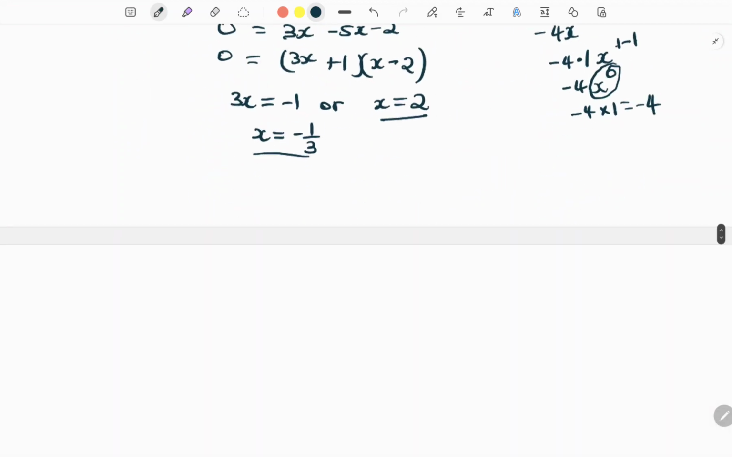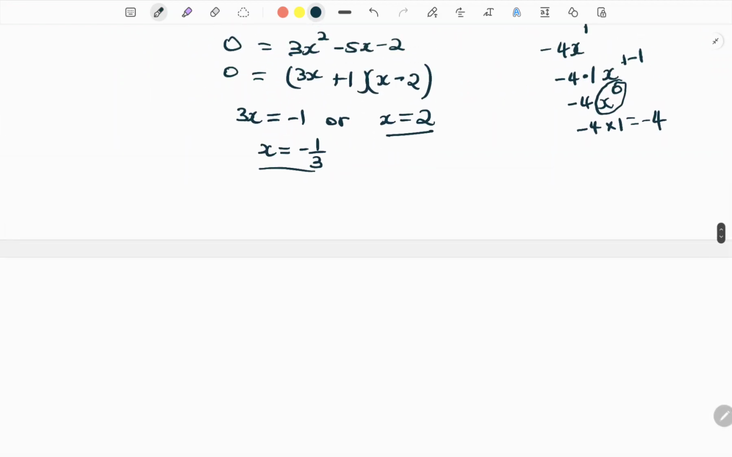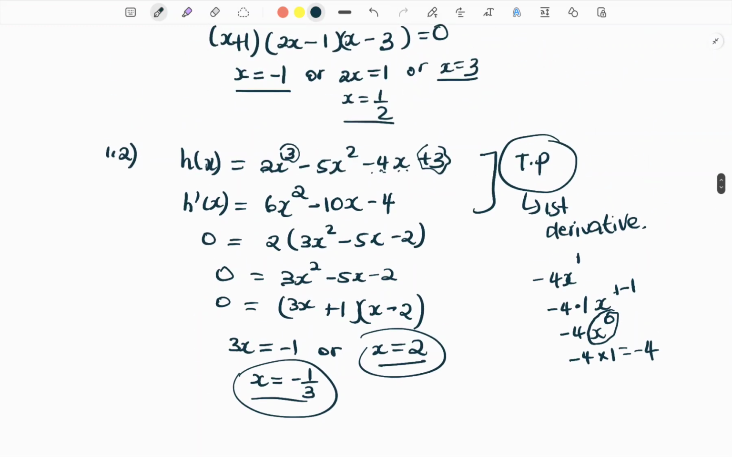You have to find the y values. How do you find the y values? You substitute these two x values into the original equation. Please be careful of that. So it's going to be h of negative 1 over 3. You just punch it in your calculator. You don't have to write the formula. You just press 2 into negative 1 over 3 cubed, minus 5 into negative 1 over 3 squared, minus 4 into negative 1 over 3 plus 3.